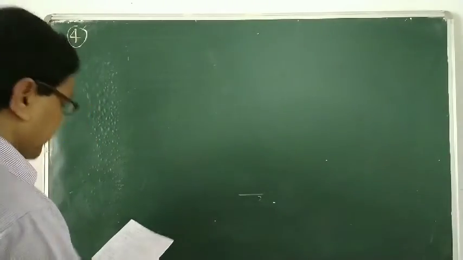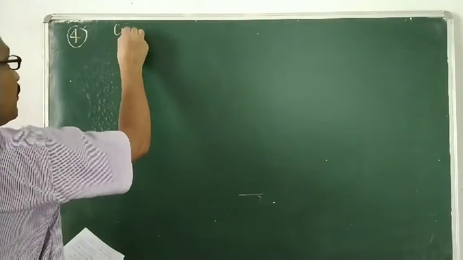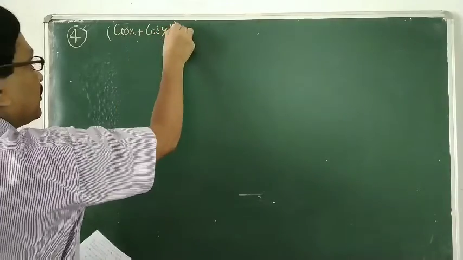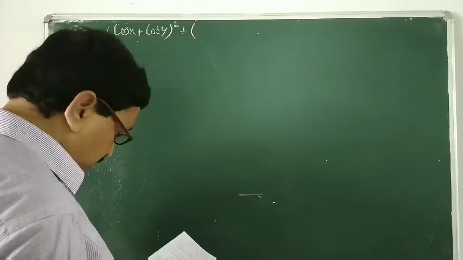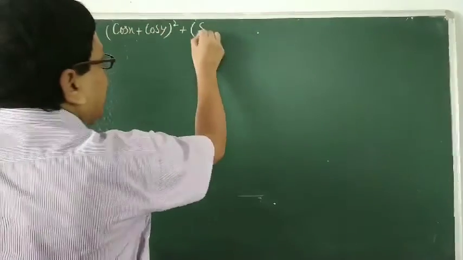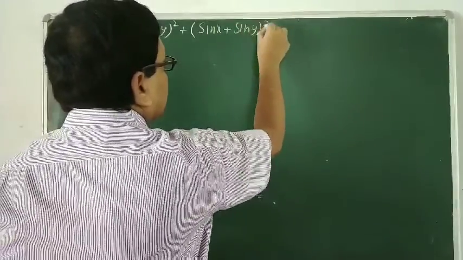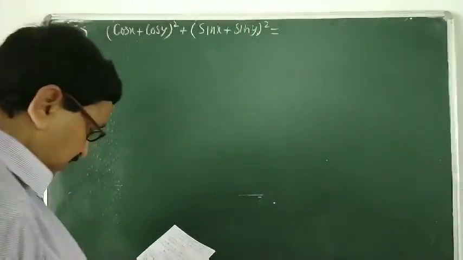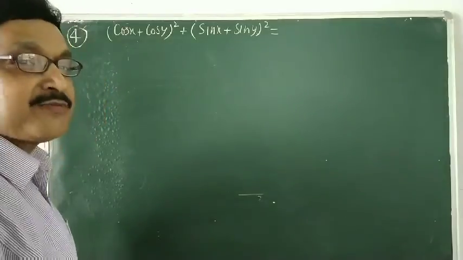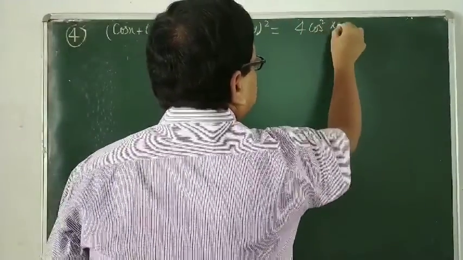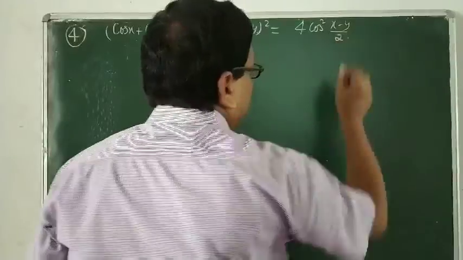Cos x plus cos y whole square plus sin x plus sin y whole square. The result is 4 cos square x minus y by 2.